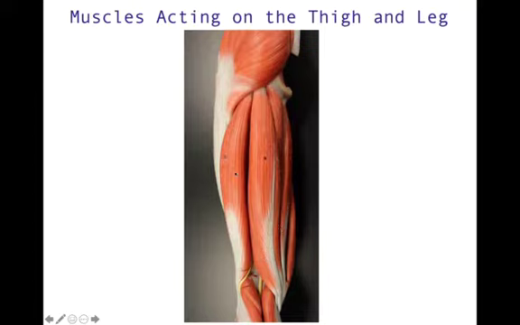If I go here, this is the medial side and this is the lateral side. This lateral one on the back side of my model is the biceps femoris. And then you see two muscles here. I'm going to draw on this really quickly for you, just to give you an outline.